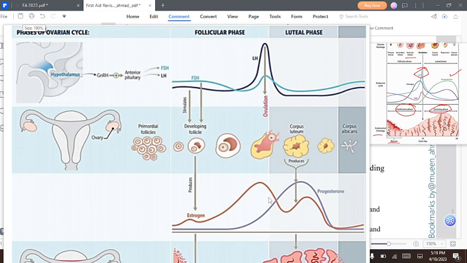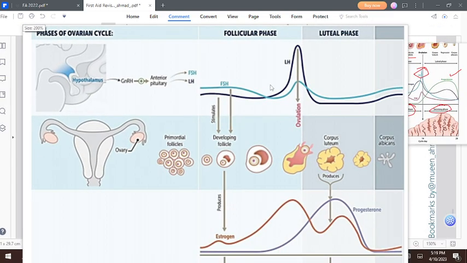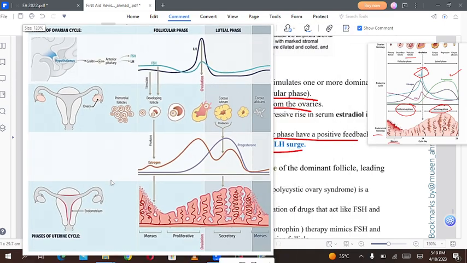And then in the mid cycle, due to the increase in the estrogen, there is an LH surge. Along with that, we have an increase in the FSH level as well, and then FSH again comes back to the baseline level. So these things must be kept in mind. Then we move forward.